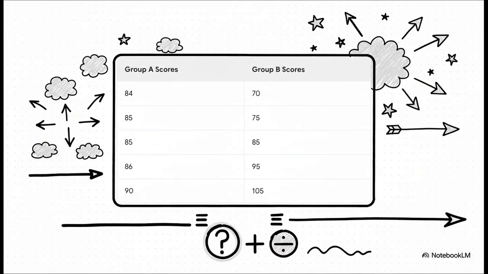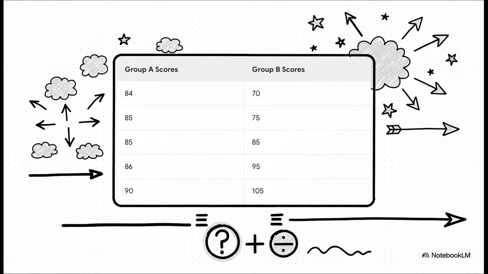Okay, here's the raw data. Take a look at Group A. Their scores are 84, 85, another 85, 86, and 90. Seems like they're all kind of bunched up together, right? Now, look over at Group B. 70, 75, 85, 95, and a massive 105. Whoa. Those scores are, well, they're all over the map.